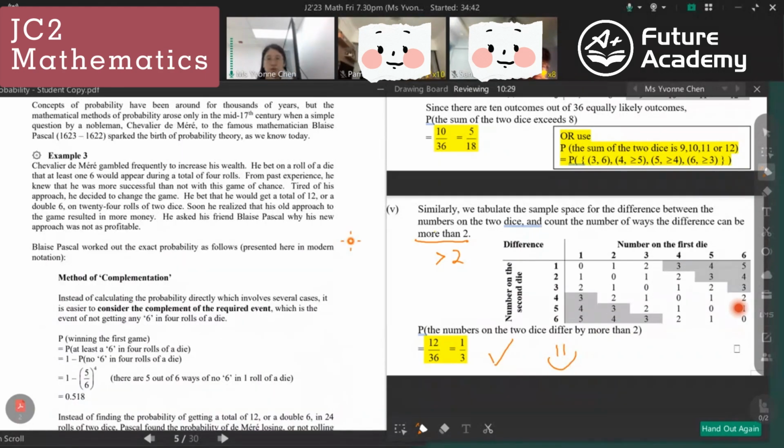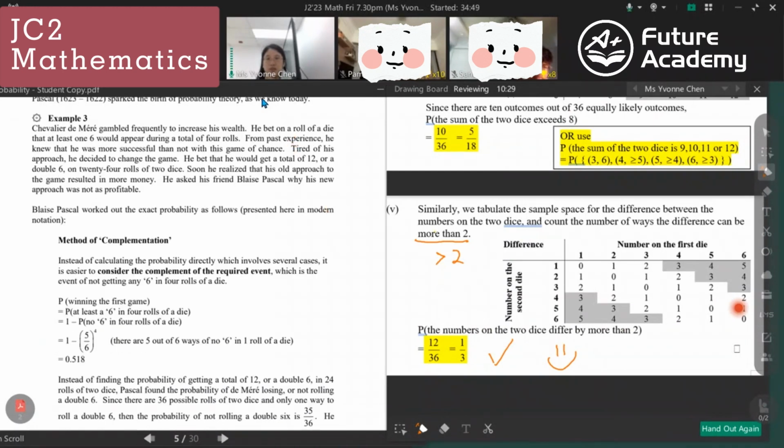Okay, so far. So now we look at the next part of the question. Can I give you some time to read question 3 first? I'll give you 1 minute to read question 3. We look at the explanation.